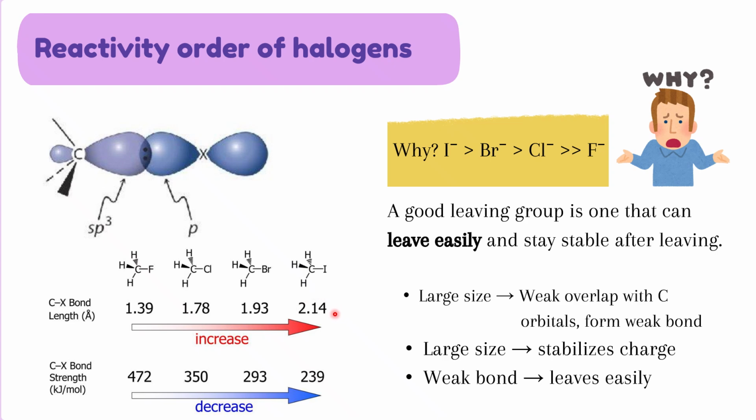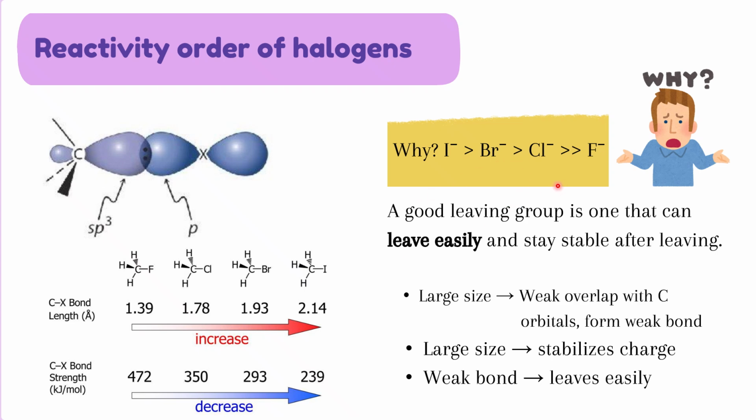This means the bond is quite longer compared to the other bonds. This means this bond can be easily broken. Hence, the amount of energy required to break this bond is very less compared to the other halogens. So, in conclusion, I can say that iodine is the best leaving group because the bond formed with the carbon atom is very weak compared to the other halogens. So remember, whenever we have the reactivity order of halogens which undergo nucleophilic substitution reaction, the order is this.